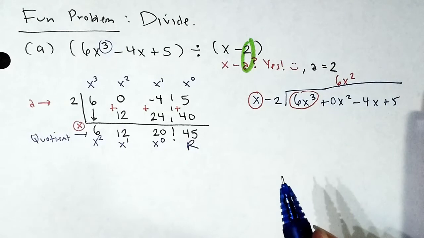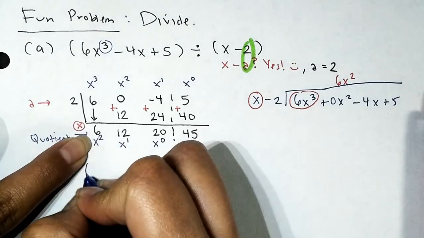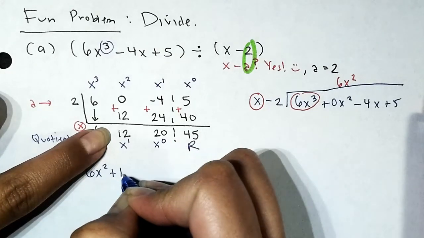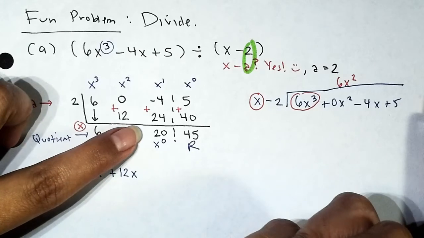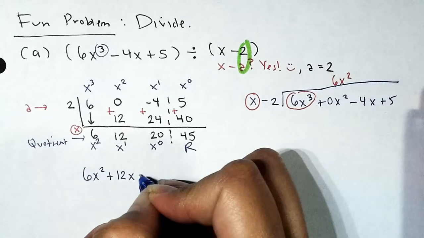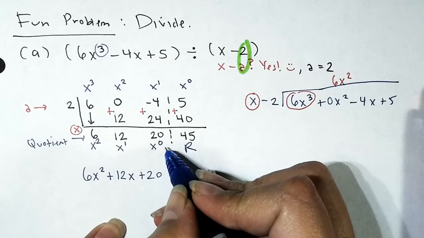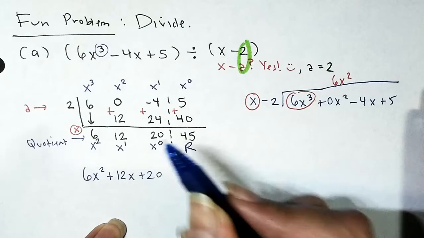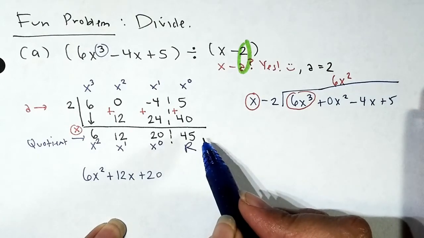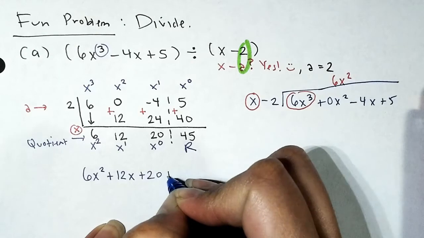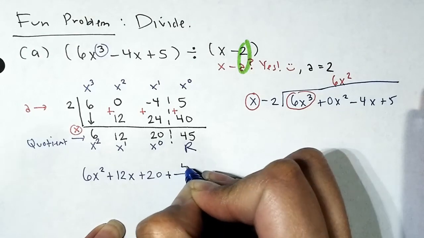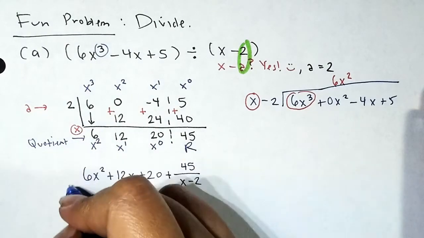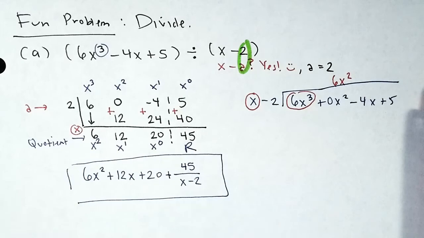Let's just snake it through. So we have 6x squared. 12 is positive, so we're going to put plus 12x. 20 is also positive, so we're going to put plus 20. And we don't put x to the 0. If you put it by mistake, just remember that x to the 0 simplifies to 1. And then this loose number right here will be the remainder. So we're going to write it as plus a fraction. The remainder is 45, and we divide it by x minus 2. So as a fraction, we're going to write the remainder as 45 over x minus 2.